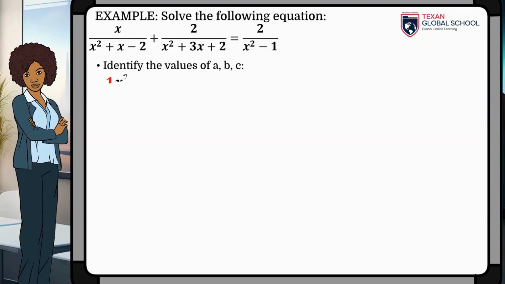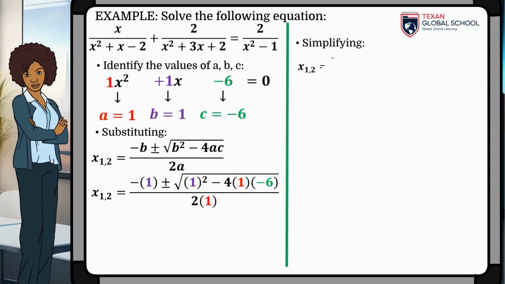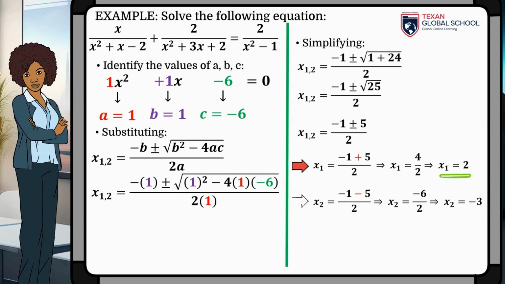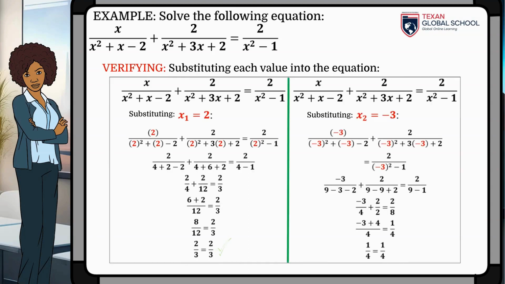First, identify the values of a, b, and c. Then, substitute them into the formula and develop arithmetically. We obtain two results: x is equal to 2, and x equals -3. Likewise, we can verify each result independently by substituting it into the original equation. We can see that both cases satisfy the equality.